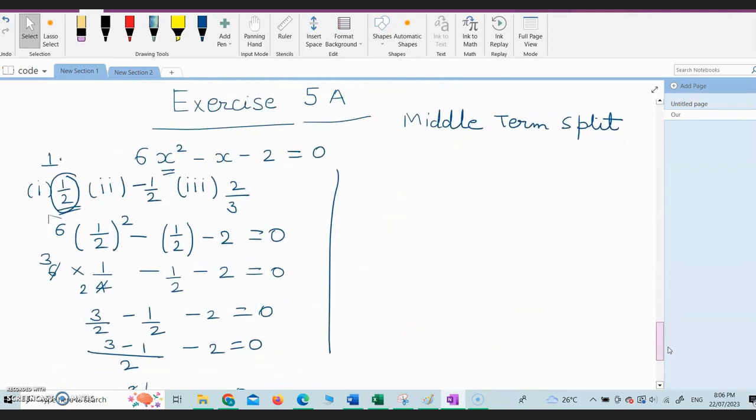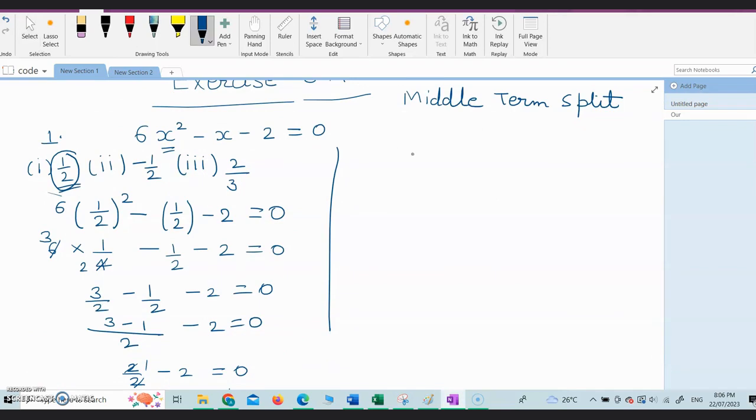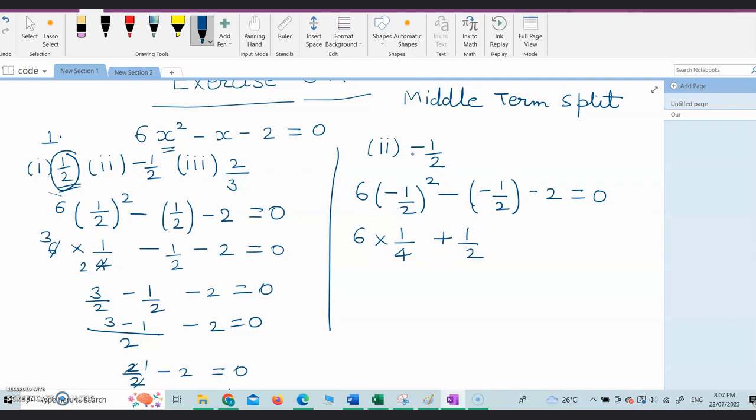Now I will go for the second option, that is minus 1 by 2. Let's check that. Minus 1 by 2. So 6 into minus 1 by 2 square minus, again I am taking a bracket here so that I will not make any mistake while solving it. So it will be 6 into 1 by 4, minus into minus is plus, and here also it will become plus. Plus 1 by 2 minus 2 equals to 0.